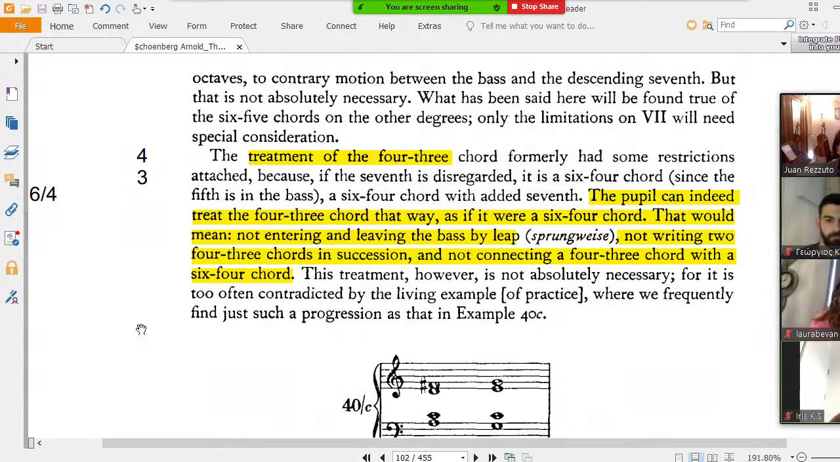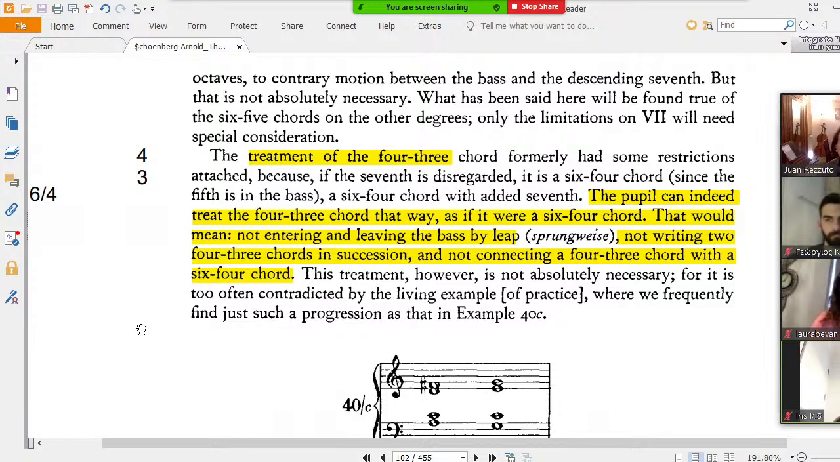So the treatment of the 4/3 chord formerly had some restrictions attached. Because if the seventh is disregarded, it is a 6/4 chord, since the fifth is in the bass. When we were using triads, the 6/4 chord, a 6/4 chord with added seventh in this case. The pupil, aka you, can indeed treat the 4/3 chord as if it were a 6/4 chord.